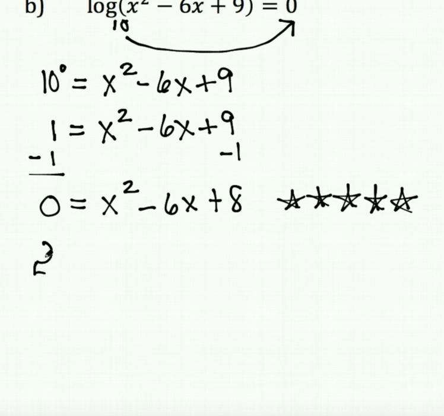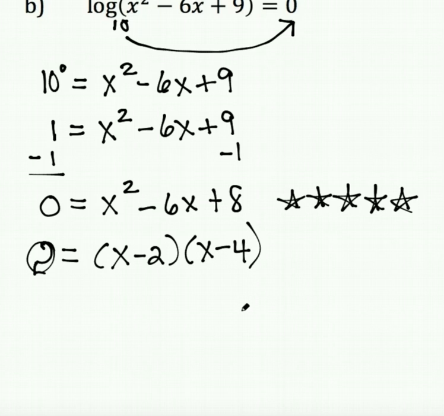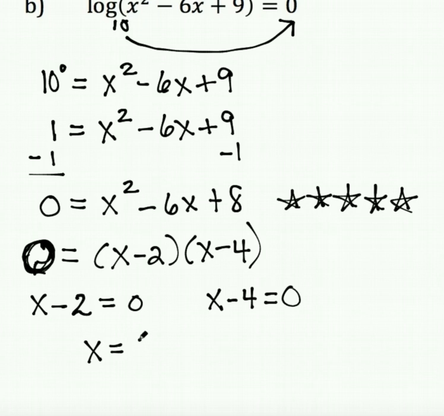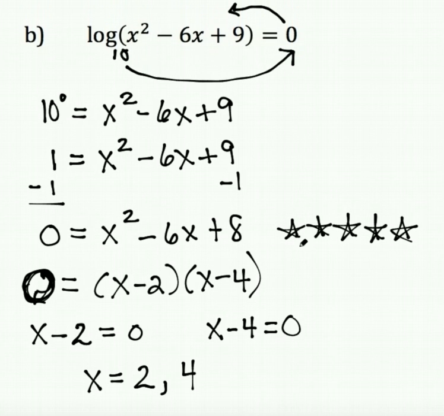This factors to 0 on the left-hand side equals x minus 2 times x minus 4. The zero product property says if I have two factors and they're equal to 0, then one of those factors must equal 0. So I'm going to take x minus 2 and set it equal to 0. I'm also going to take x minus 4 and set it equal to 0. That gives me x equals 2 and x equals 4. But remember, I have to check. So what I want to do is plug 2 into x squared minus 6x plus 9 back here.